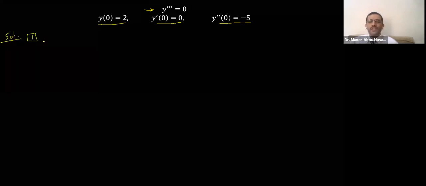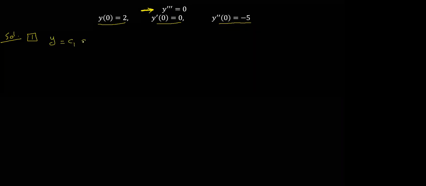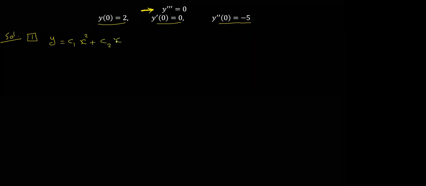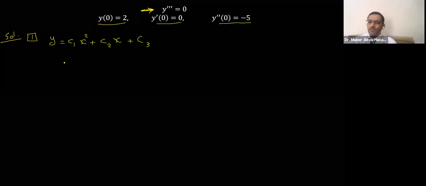Now, together, the first step to solve the initial value problem is to solve the differential equation. Can anyone of you remind me the solution of this equation? y triple prime equals 0. The solution is what? C1x squared plus C2x plus C3. Solving the initial value problem, the first step is to write the solution. How did we find this solution? By guessing. Okay. Now, the second step is to find C1, C2, C3.